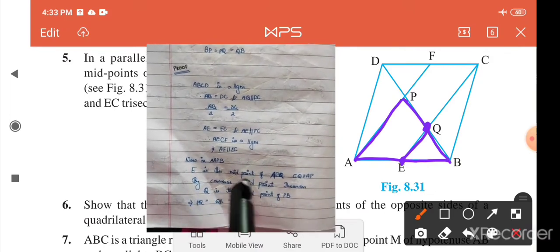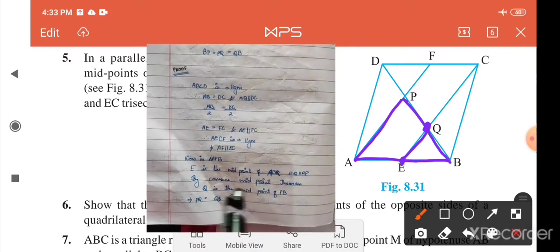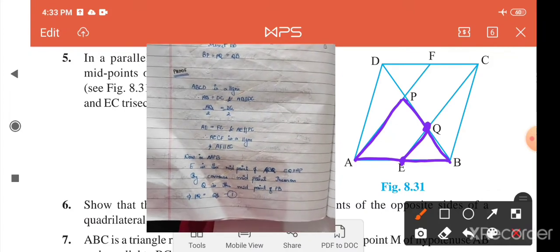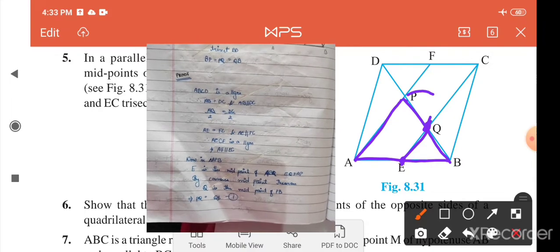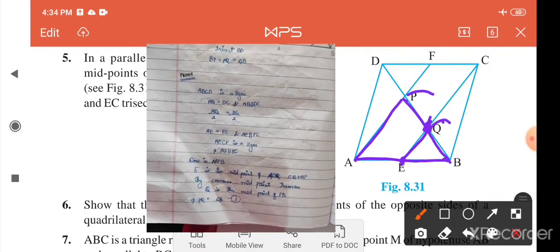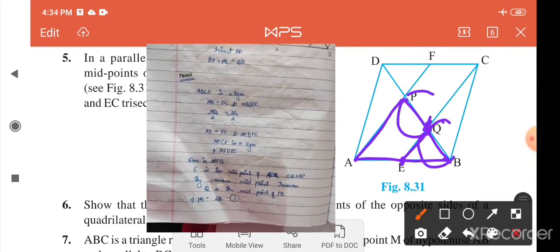As I have written here, you can see that E is the midpoint, therefore Q is also the midpoint of PB. So that means if Q is the midpoint, hence PQ is equal to QB. PQ and QB, these two will be equal to each other.